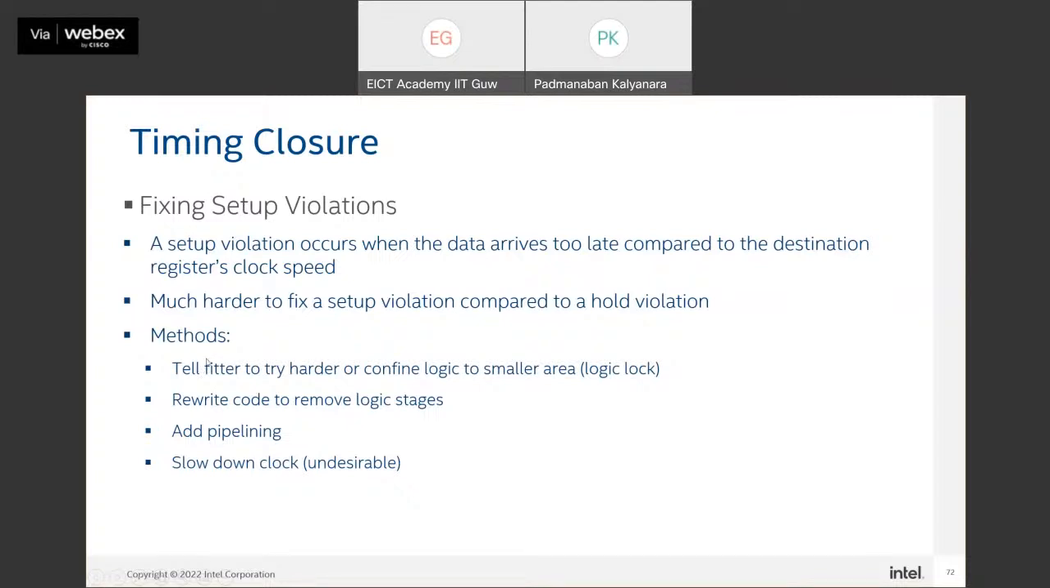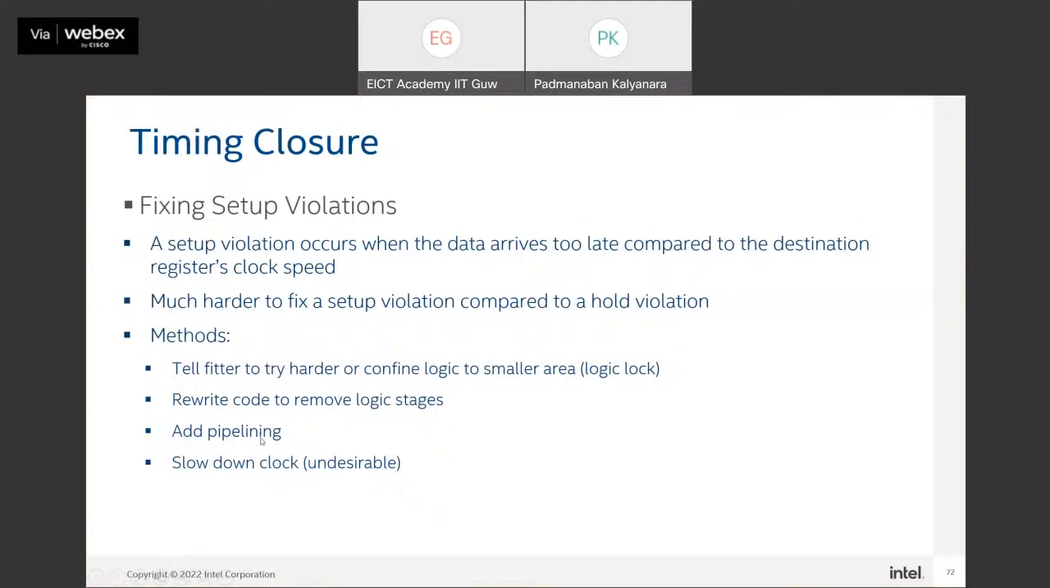First thing is to filter to high order or confine logic to a smaller area. Because when we perform the optimization, there are some optimization techniques that we can apply. We can tell the tool to do it. But what is required from our side is that we can rewrite the code to remove logic stages. That is very important. That would give us a clear picture.